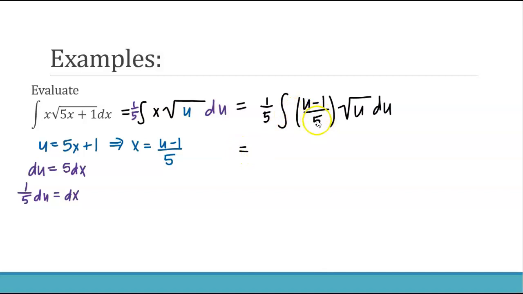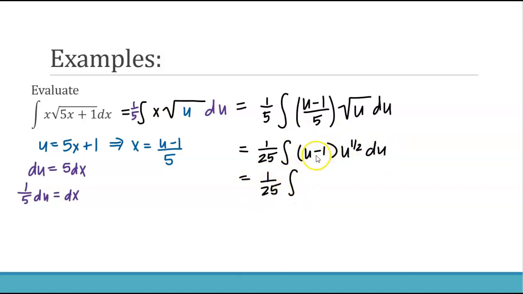So this 5 in the denominator, it's like 1/5, so I can pull it to the outside and I'd get 1 over 25. And then I have this binomial u minus 1 times u to the 1/2 du. Now here, the 1 over 25 stays in front. Now I can't take the antiderivative of each piece separately. I do have to distribute in this u to the 1/2. So it will be u to the 3/2 minus u to the 1/2 du.